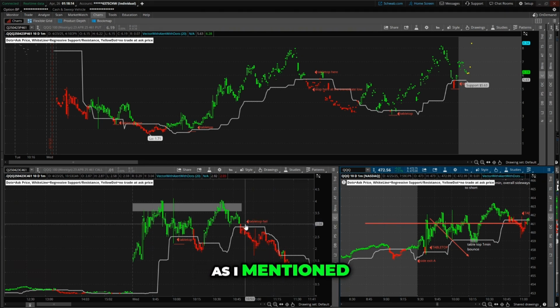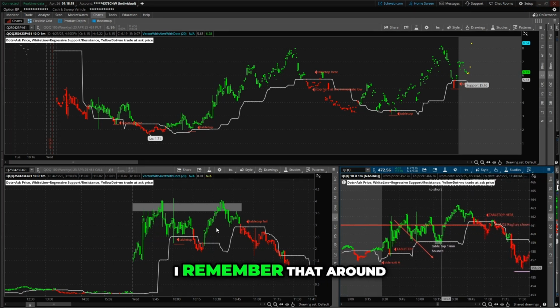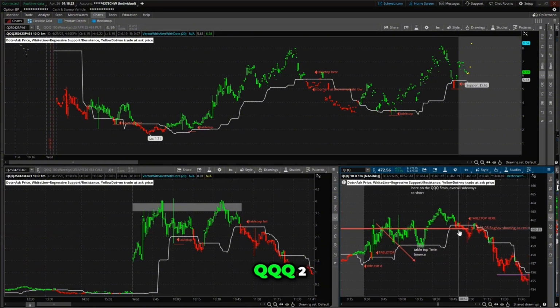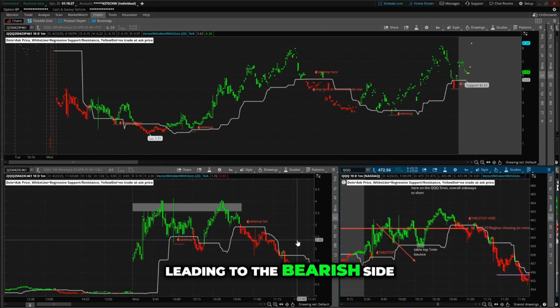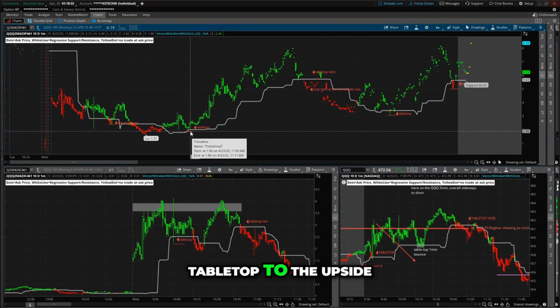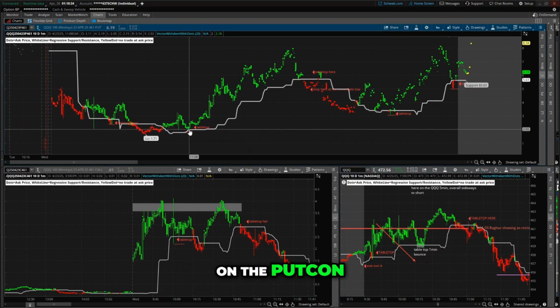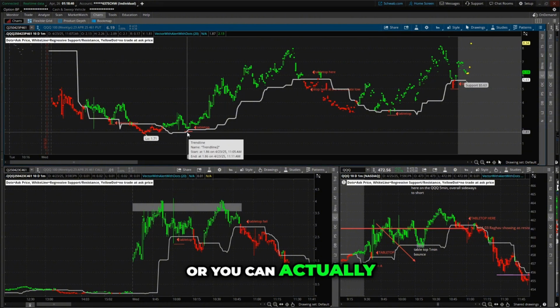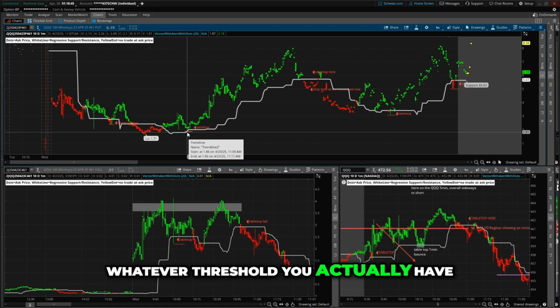Now right here we did see a tabletop fail. As I mentioned, tabletop fail leads to the bearish signal. And right here too, I remember that around 11 we did see a tabletop on QQQ. Right here we did see a tabletop and it failed, leading to the bearish side. With that fail, there was also a tabletop to the upside on the put con. Right here we did see a tabletop. You can keep your stop right here or just below the vector, or you can actually keep a stop of like minus 20% or whatever threshold you actually have.